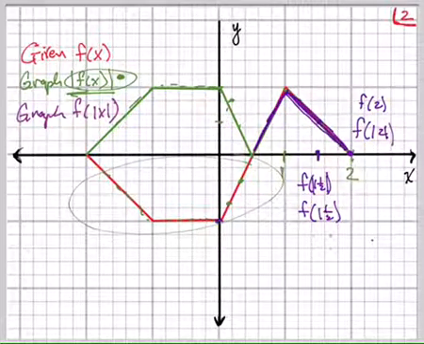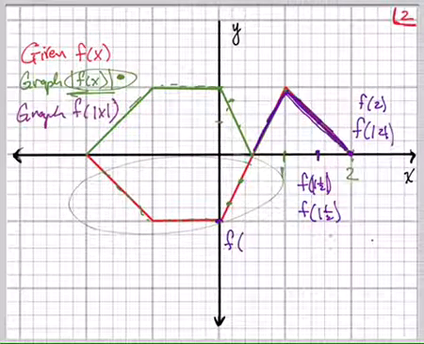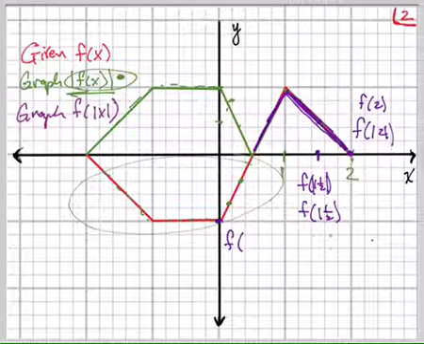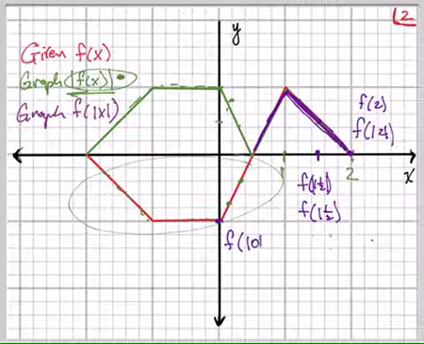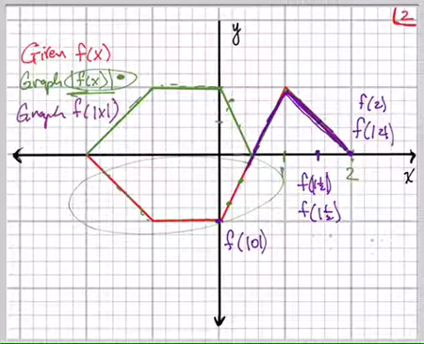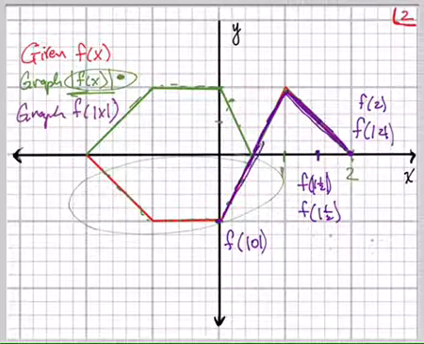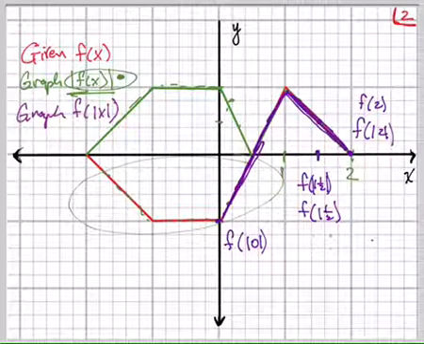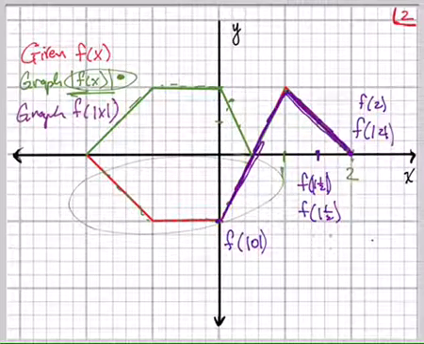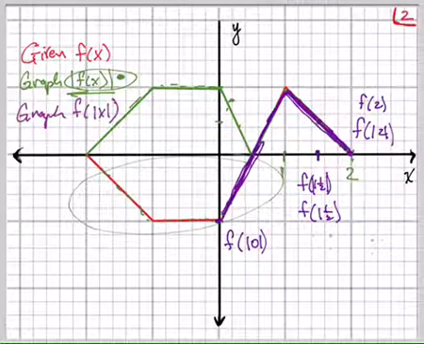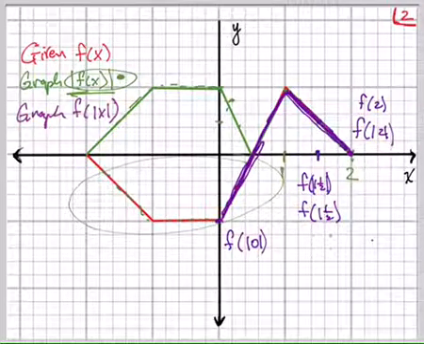Same with these values, because the absolute value is the same thing. Now let's take a look at this one. What's f of the absolute value of 0? All of these points are going to be the same, because all of these are positive values. Every positive x value is not going to change. It's going to be the same value.